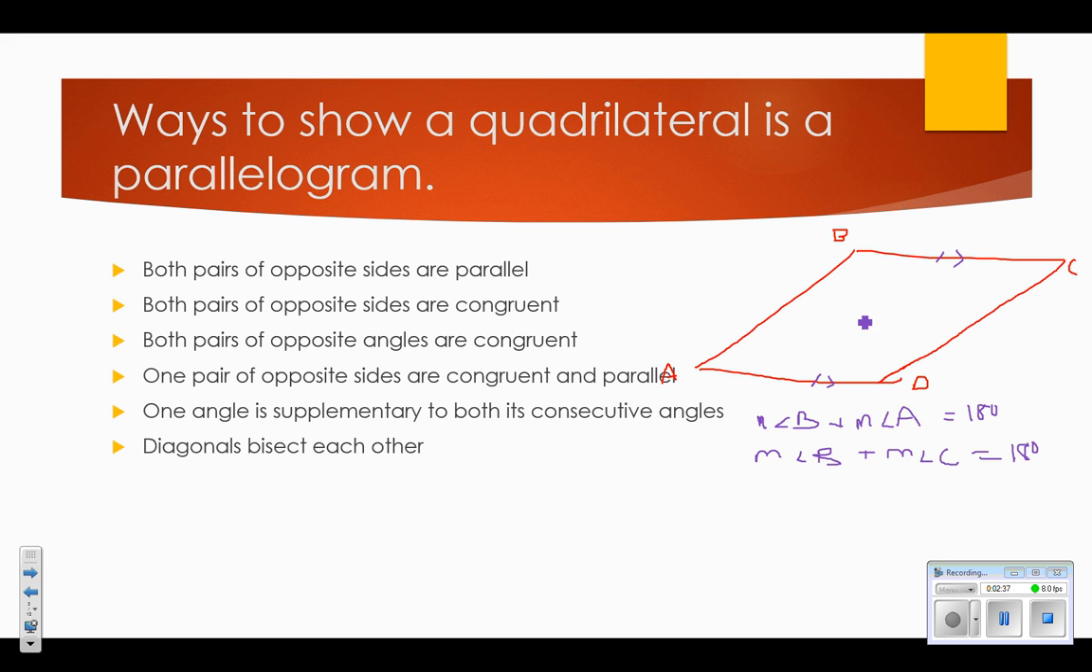Okay, and the last thing is that the diagonals bisect each other. So where they intersect would have to be a midpoint. So this would have to be congruent to this, and this would have to be congruent to this in order to say that, yes, this is a parallelogram.